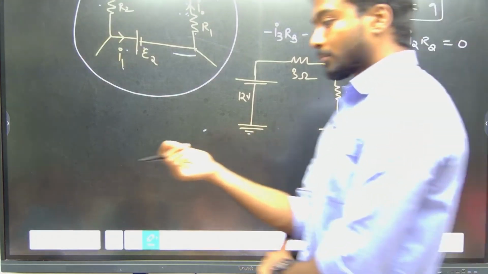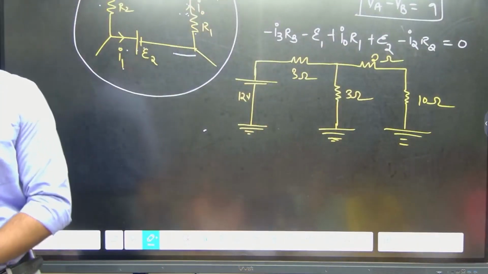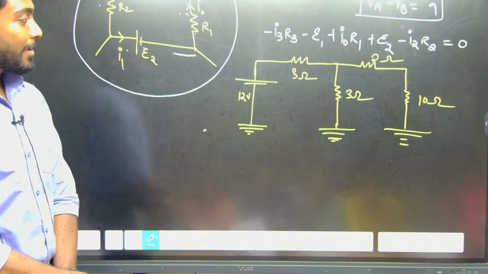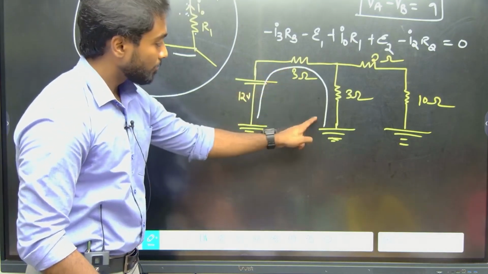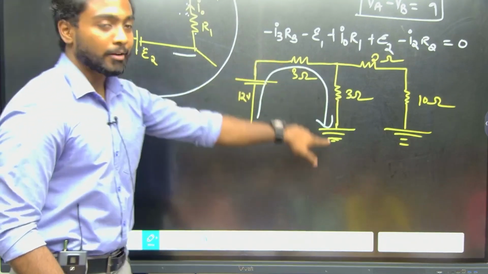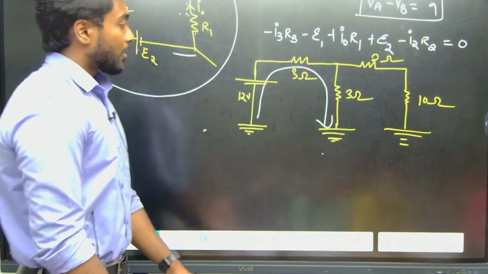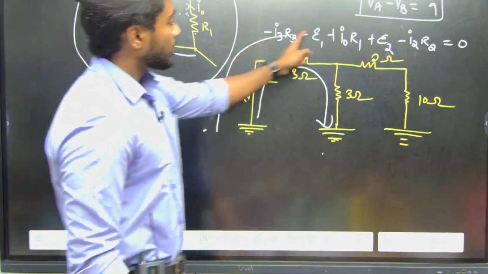Listen, I'll give a hint here. So I can take this as one loop, started here and ended here. And I can take this as the other loop.